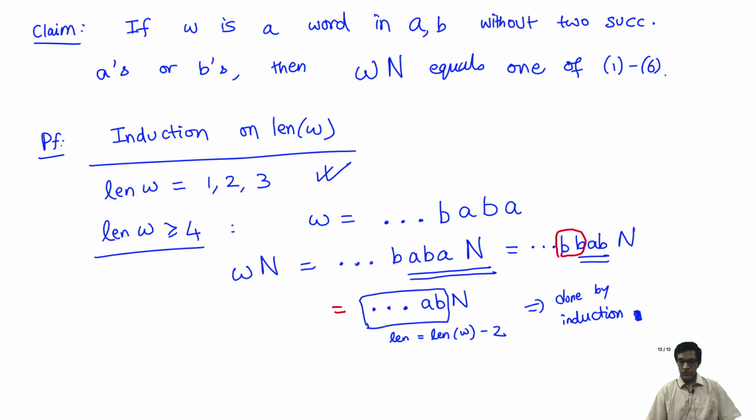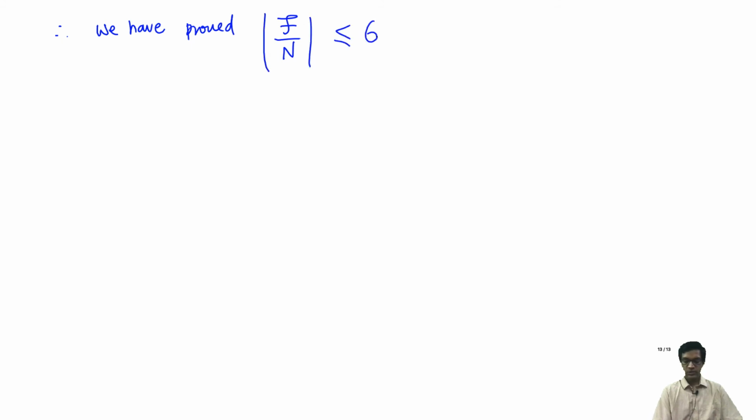So what does that mean? We have shown that any coset of any word has to coincide with one of these 6 cosets, 1 through 6, which means that our original claim was proved. Therefore, we have proved that F by N has at most 6 elements. And hence we have proved the original thing we set out to prove, that the kernel of the original map was exactly the normal subgroup generated by just those 3 relations.